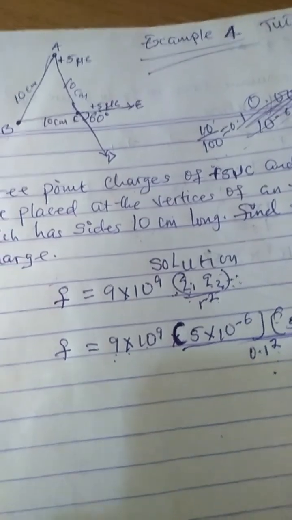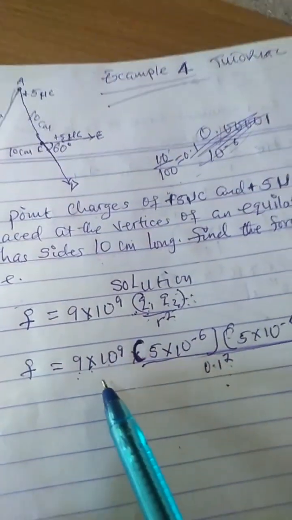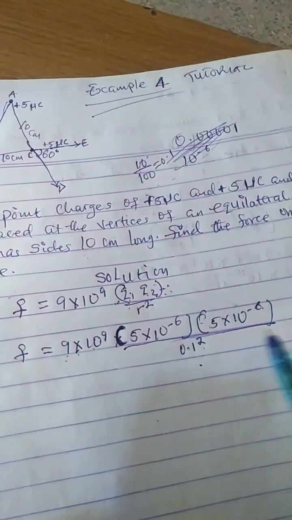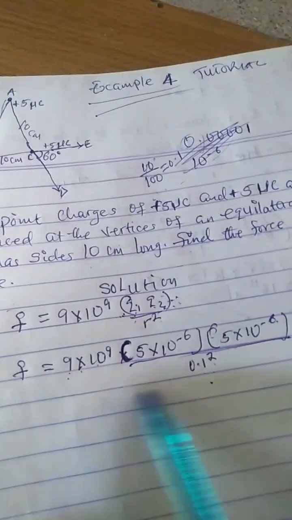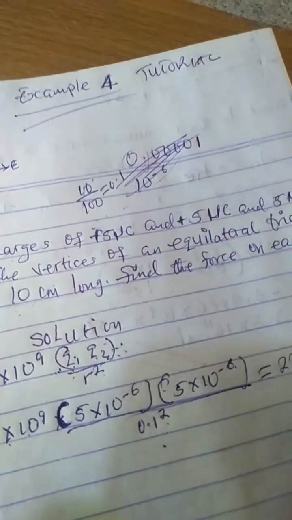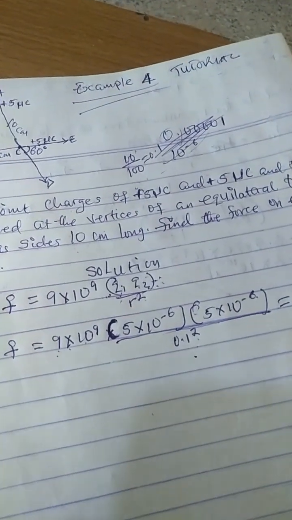Should we continue? Alright, so if you do this calculation very well, if you multiply this and punch it on your respective calculator, don't use your phone calculator before you come and get the wrong answer. If you punch this on your calculator, you're going to have 22.5 Newton.